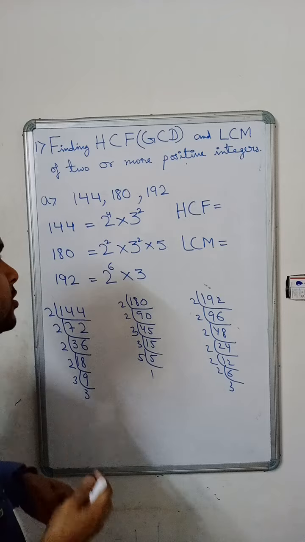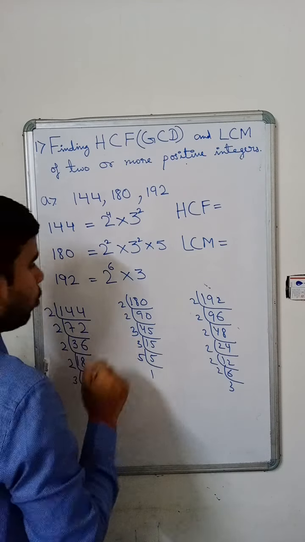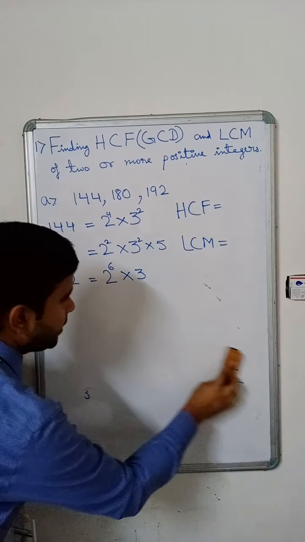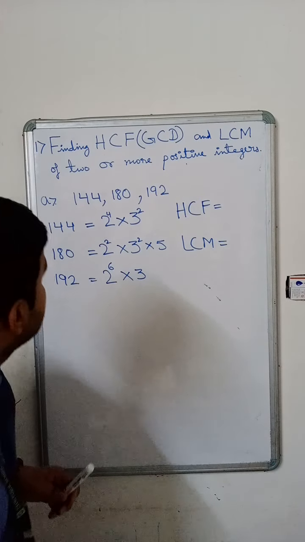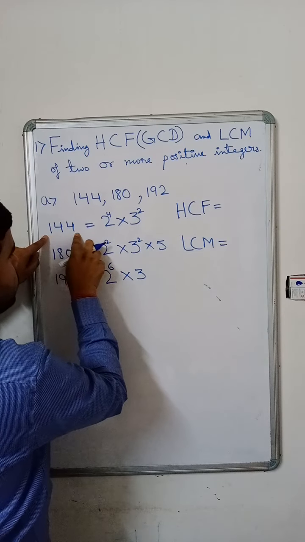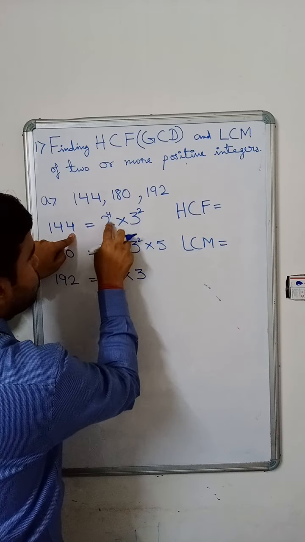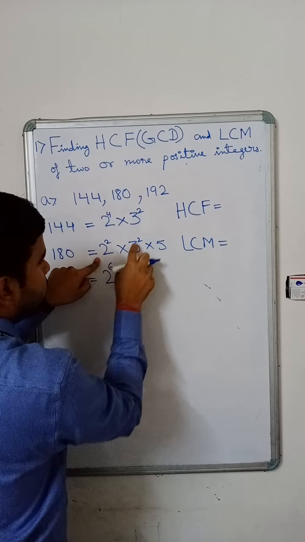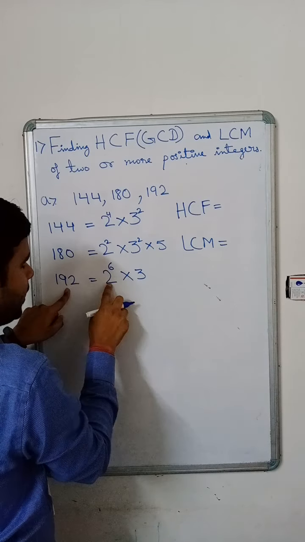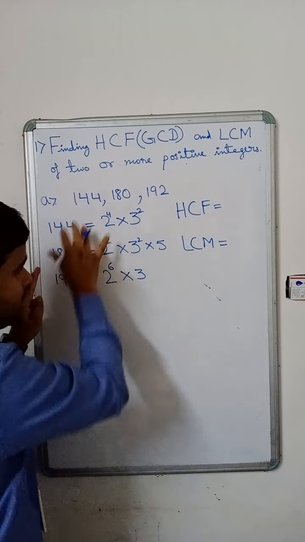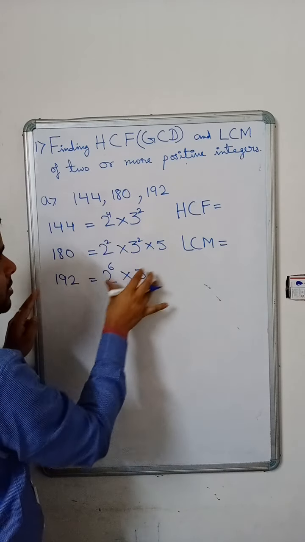So how to find out? Just note down here, everyone. 144 is factorized and written as 2^4 into 3^2. 180 is written as 2^2 into 3^2 into 5. 192 is 2^6 into 3. Now just try to find out the prime factors here.